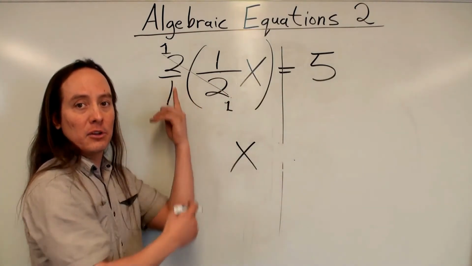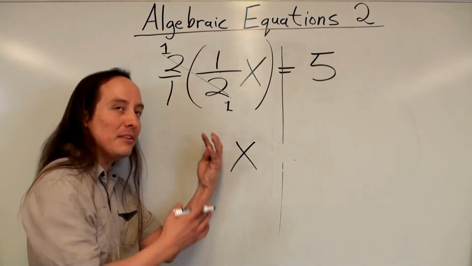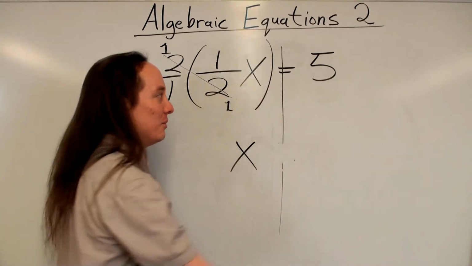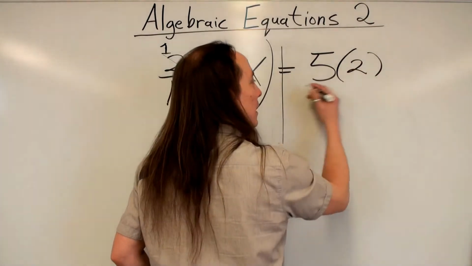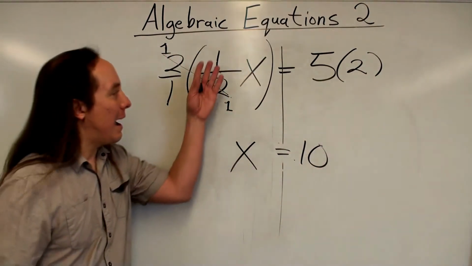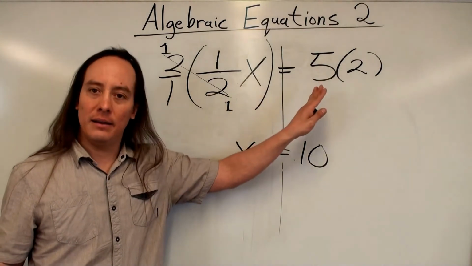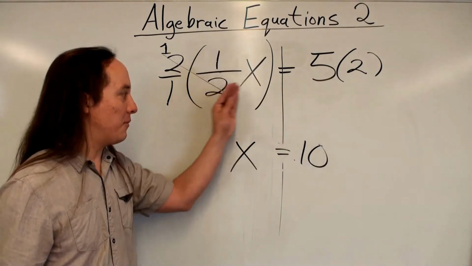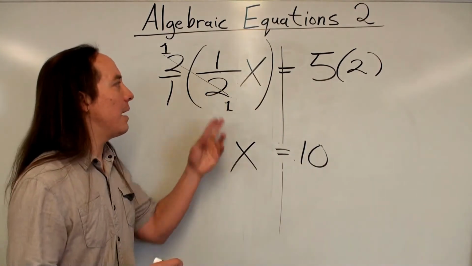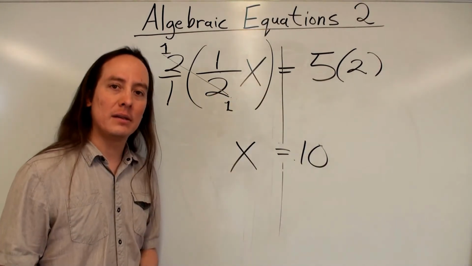So we did a multiplication with times 2. We multiply this side by 2. We're going to multiply that side by 2. And that gives me 10. So we're saying that half of x is equal to 5. Half of 10, because x is 10, is 5. That's what we're saying. Or 1/2 times 10 is 5.